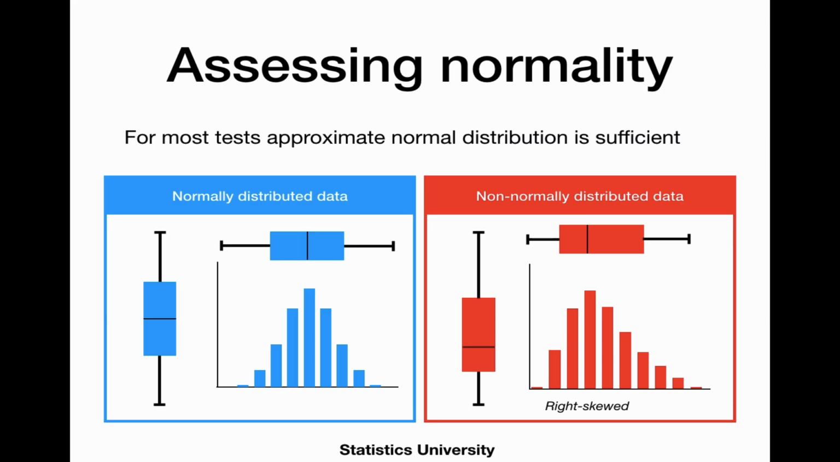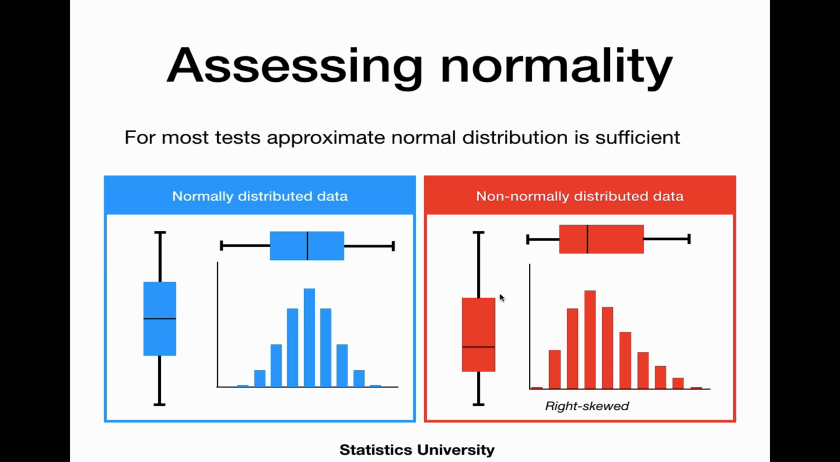And for most tests, an approximate normal distribution is sufficient because these tests are relatively robust. Here's an example of a perfect normal distribution, where in the histogram you can see a nice symmetrical bell curve, and the box plot shows you symmetrical whiskers that are equally long, and the median right in the middle of the box.